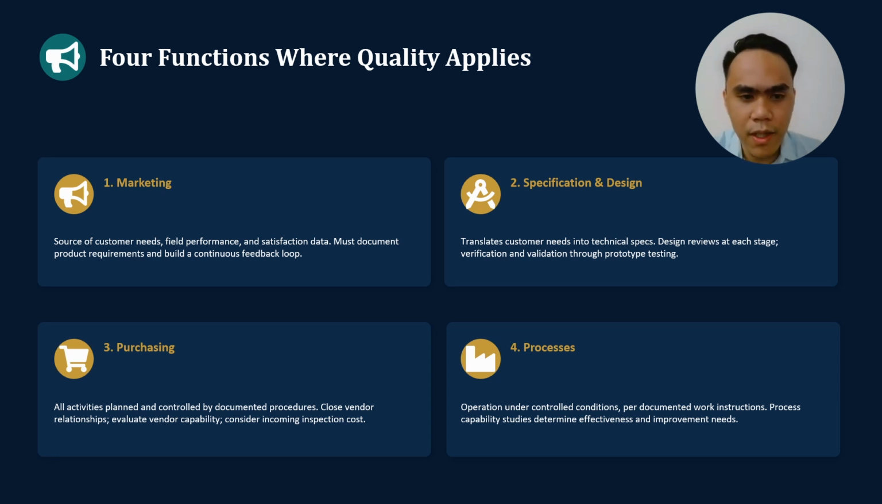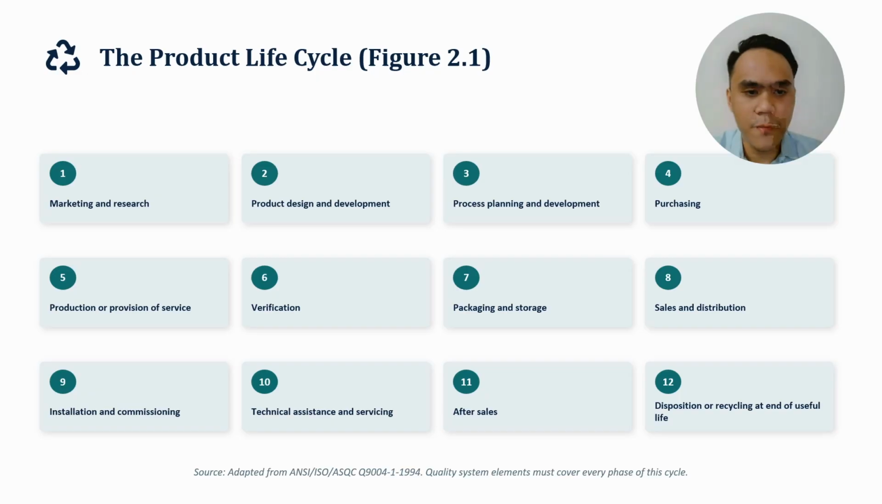And four is the quality of processes. This element stipulates the requirements of operating under controlled conditions. The operation of processes and the operating conditions themselves should be specified by documented work instructions. Process capability studies are recommended to determine how effective a process actually is and to identify where improvements are needed. This will be covered in depth in chapter 6.